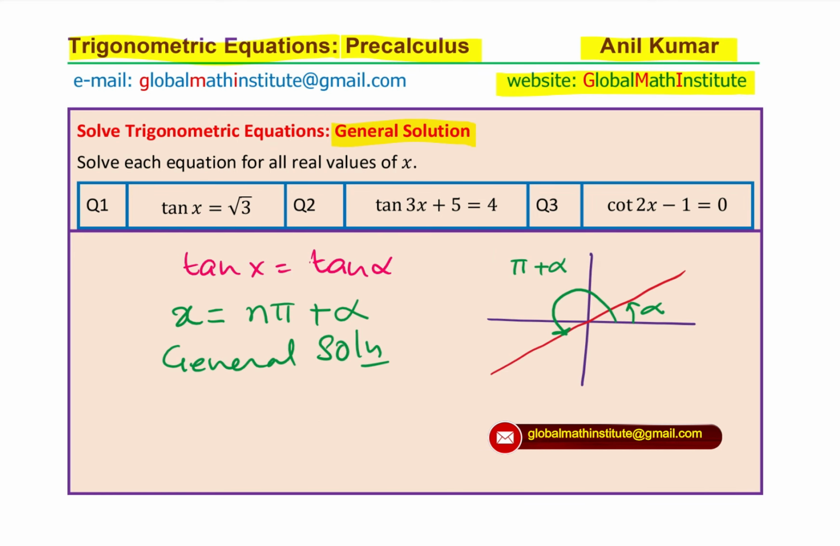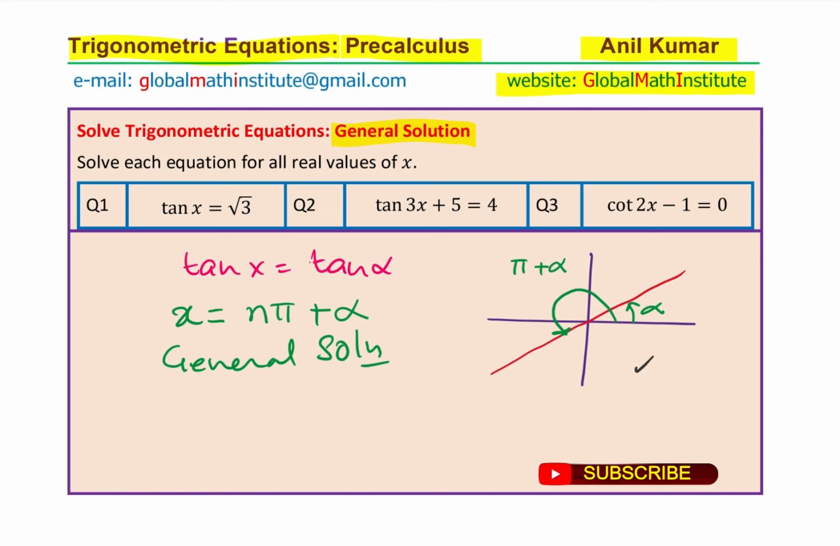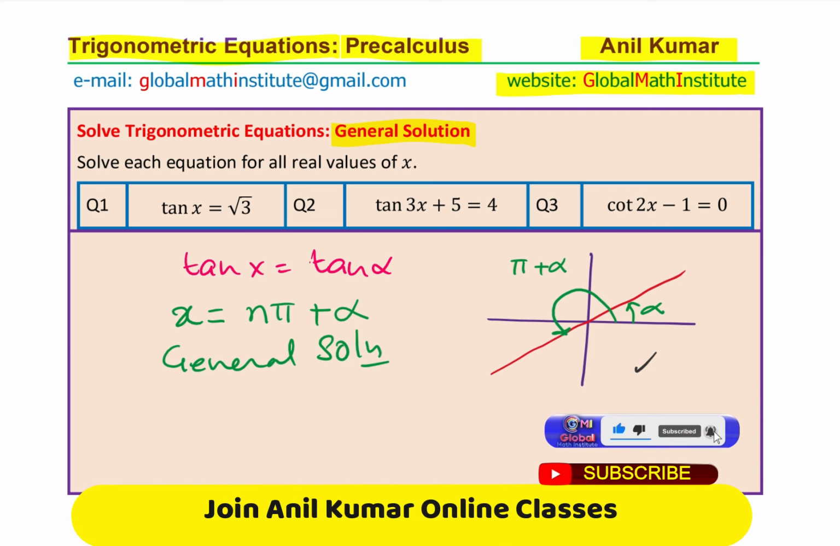Simple concept. You also learn that if the value is negative, then the solution lies in quadrant 4, and we have a negative angle, right? So it becomes n pi minus alpha. Well, alpha is negative. That is the reason. I hope it makes sense.